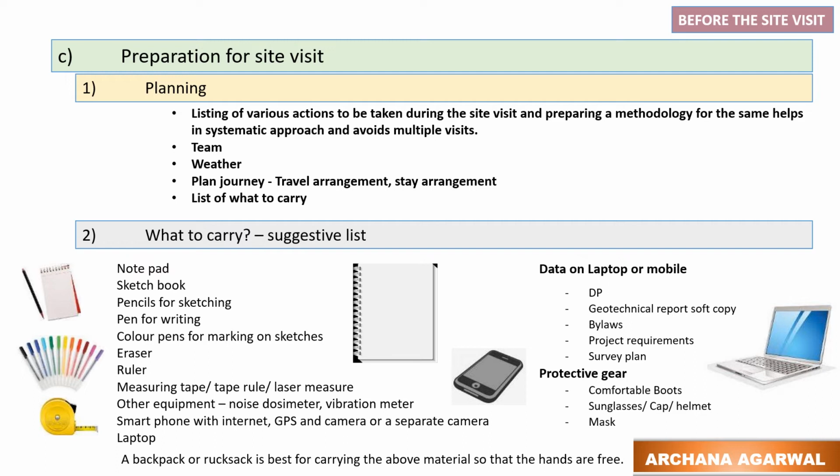A smartphone with GPS and camera is a boon. If required, a separate camera can also be carried. A laptop loaded with the data always helps for reference purpose. Besides, protective gear may be necessary depending on the climate and the site conditions.